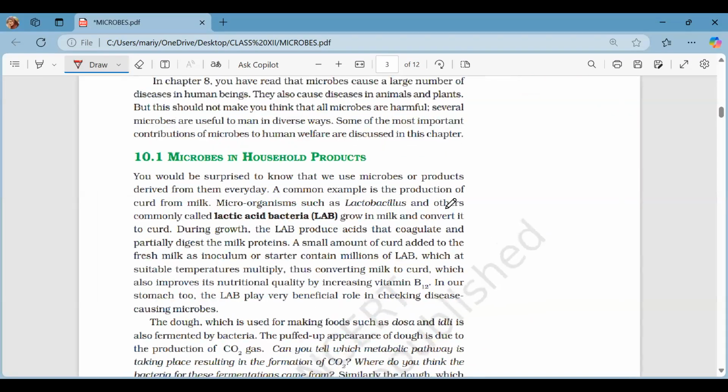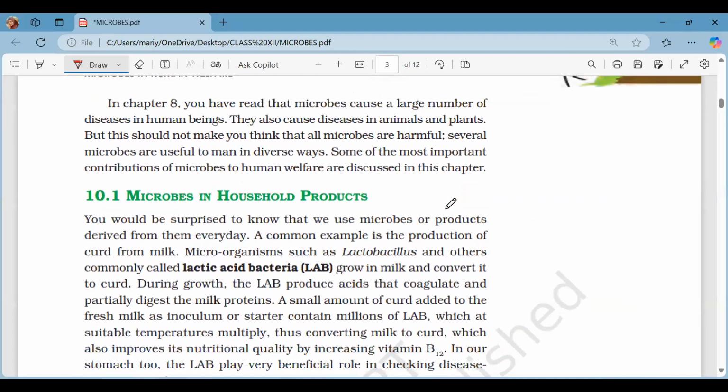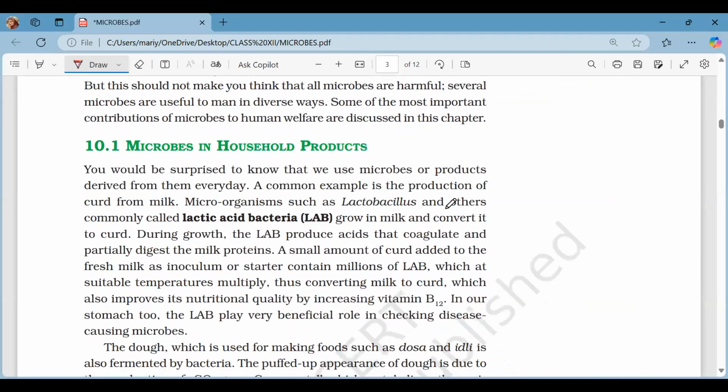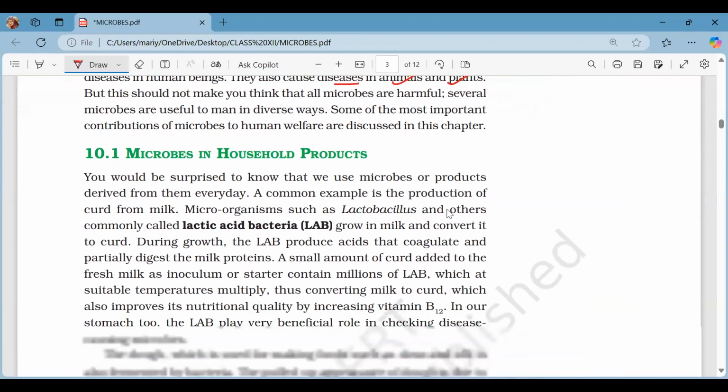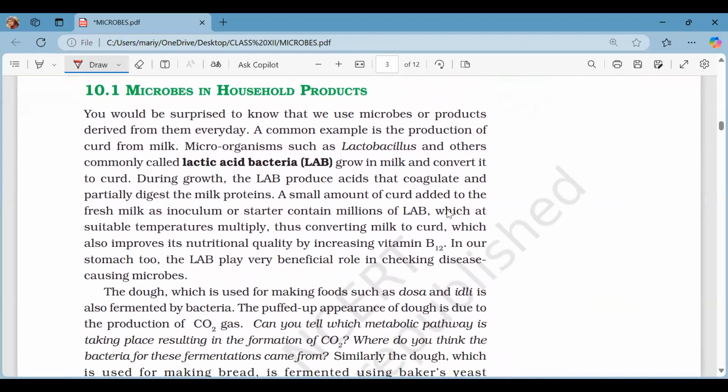Now we have already studied that microorganisms cause a large number of diseases in human beings. They also cause diseases in animals and plants. But again, like I said, they are not all harmful. Some of them are very useful. So now we're going to see which microbes are useful in household products.